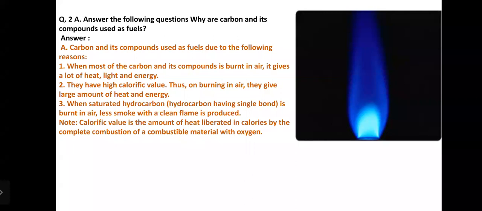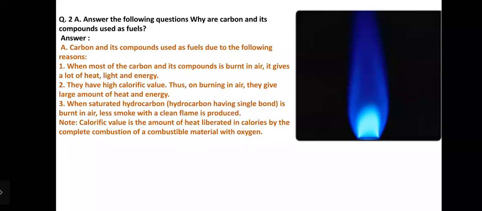The first reason is that when most carbon and its compounds are burned in air, they give a lot of heat, light and energy. Since on burning carbon we get heat, light, and energy, therefore it does the work of a fuel. So we use carbon as a fuel because it gives energy, heat, and light.